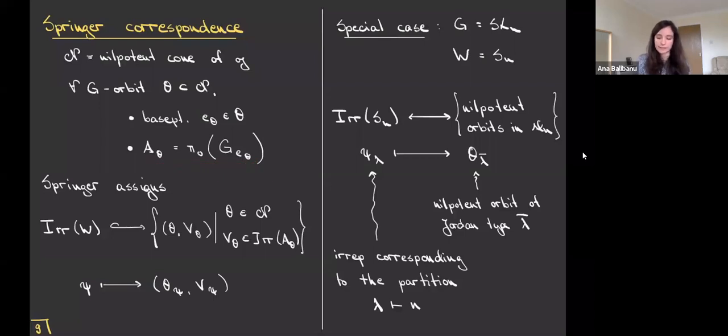And in the special case where G is SL_n, this becomes an actual bijection between irreducible representations of the symmetric group and nilpotent orbits in SL_n. And this bijection is the one that everyone is familiar with, in which both of these things are indexed by partitions of the integer n.